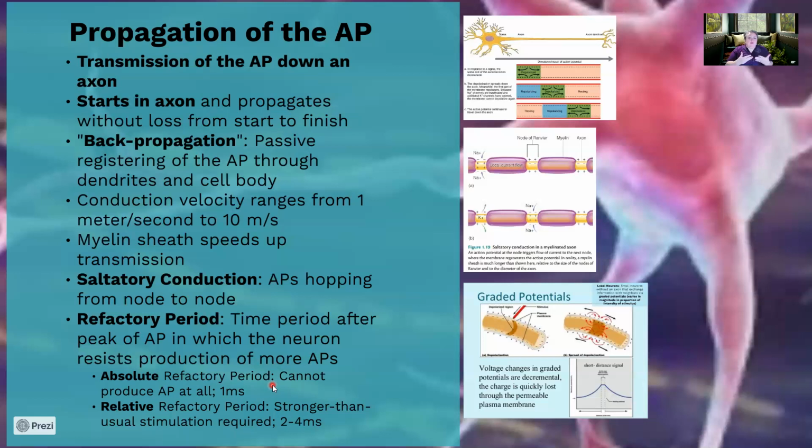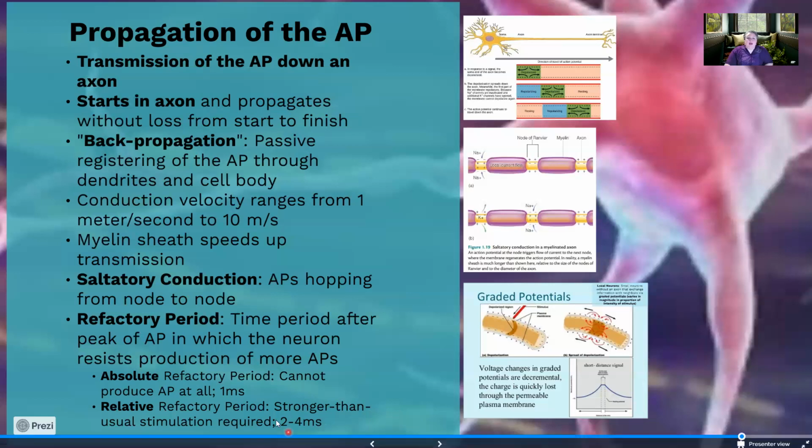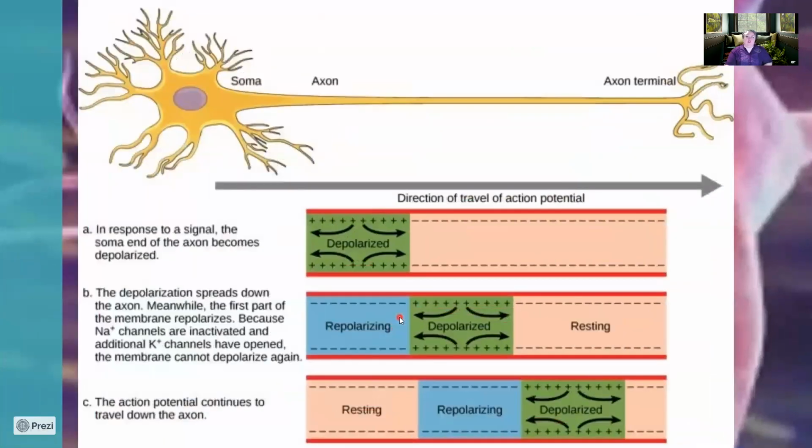Then the second level of that is a relative refractory period, where the neuron is saying, no, I'm not going to have another action potential unless I receive a stimulation that is stronger than usual, and that's going to kind of push me over to do it again, even though I may not quite be ready. And that relative refractory period lasts about 2 to 4 milliseconds. Okay, so let's take a look at these pictures to help this click a little bit.